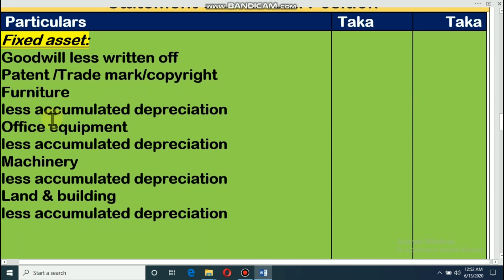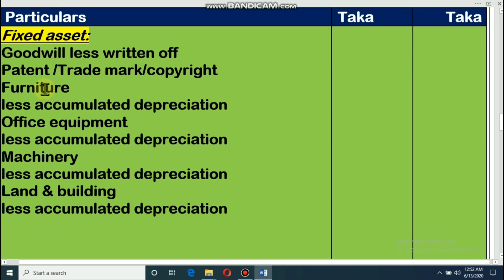Then furniture, office equipment, machinery, land and building, all of these are assets of this organization, and from that asset we have to subtract the accumulated depreciation. Same, written off and accumulated depreciation are synonyms, just only for intangible asset. What is intangible asset, dear student? Which asset we cannot see but we can feel, that is intangible asset, like goodwill, patent, trademark. But furniture, it is visible, that's why it is tangible asset.